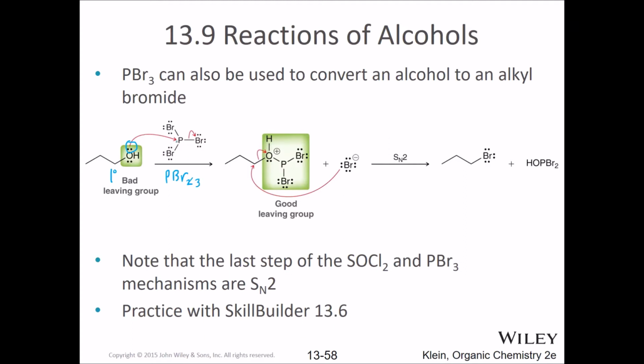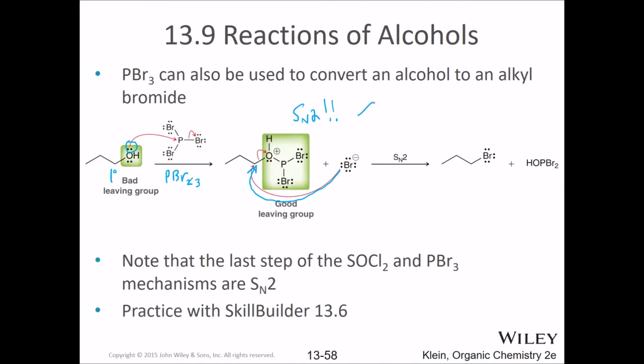These electrons come in, attack that phosphorus. The bromide gets kicked off, and when it does, the bromide comes in and backside attack. SN2. Wow. I hope this is starting to look familiar to you. If not, it's just because of practice. So I'm going to encourage you to go back and practice it. It's the only way to get to like this stuff. Okay, but it's super predictable.